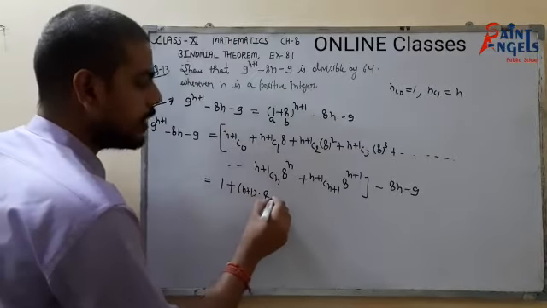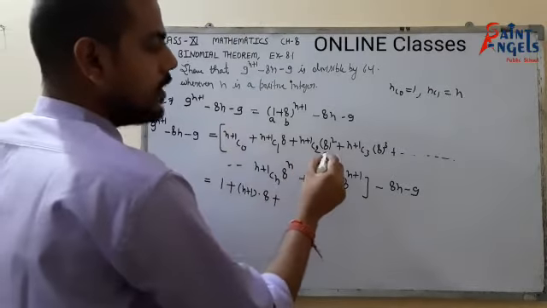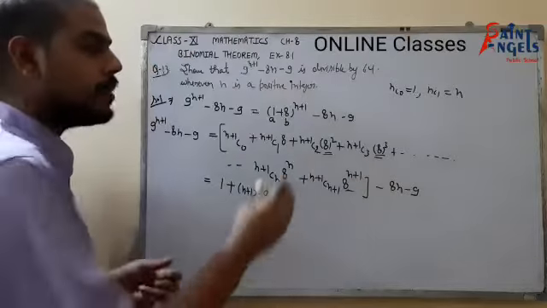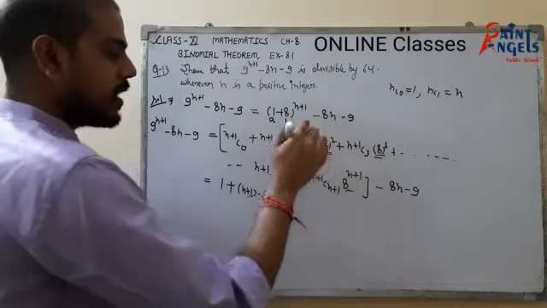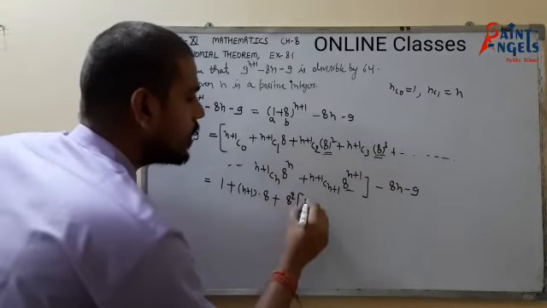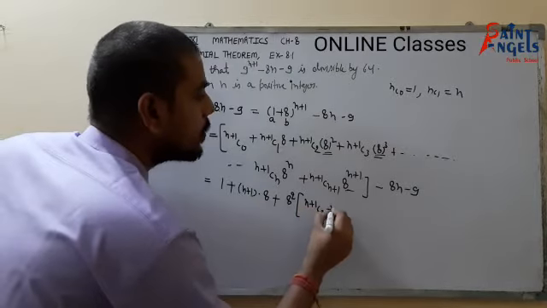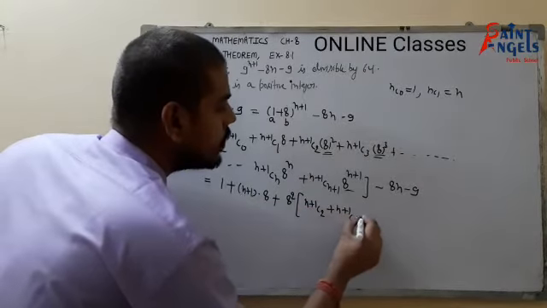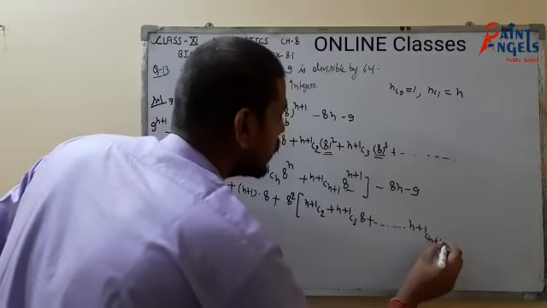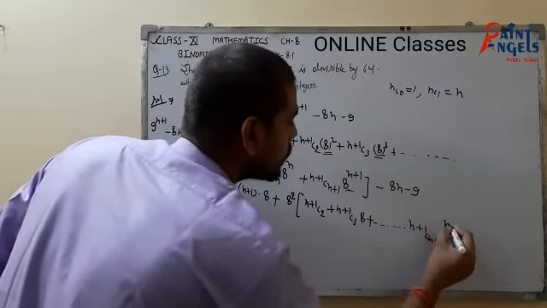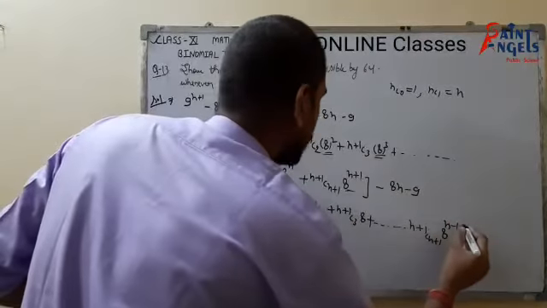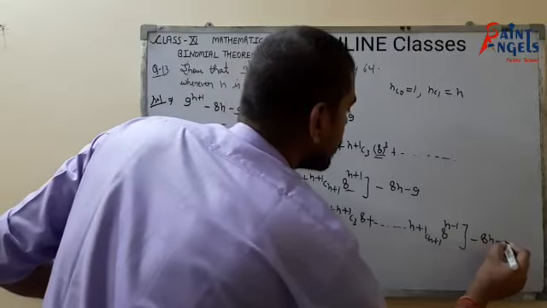N plus 1 into 8 plus, now here we have 8 square, we have 8 cube, till 8 to the power n plus 1. So in all these terms we have 8 square as a common. So I am taking 8 square as a common and we will be left with n plus 1 c2 plus n plus 1 c3 8 plus up to n plus 1 c n plus 1 8 to the power n plus 2 minus 2. So that would be n minus 1 minus 8n minus 9.